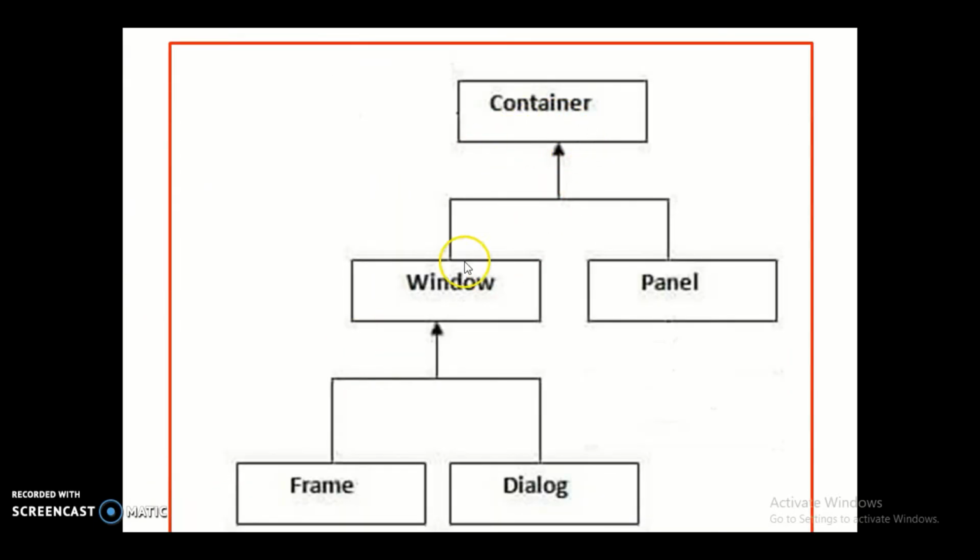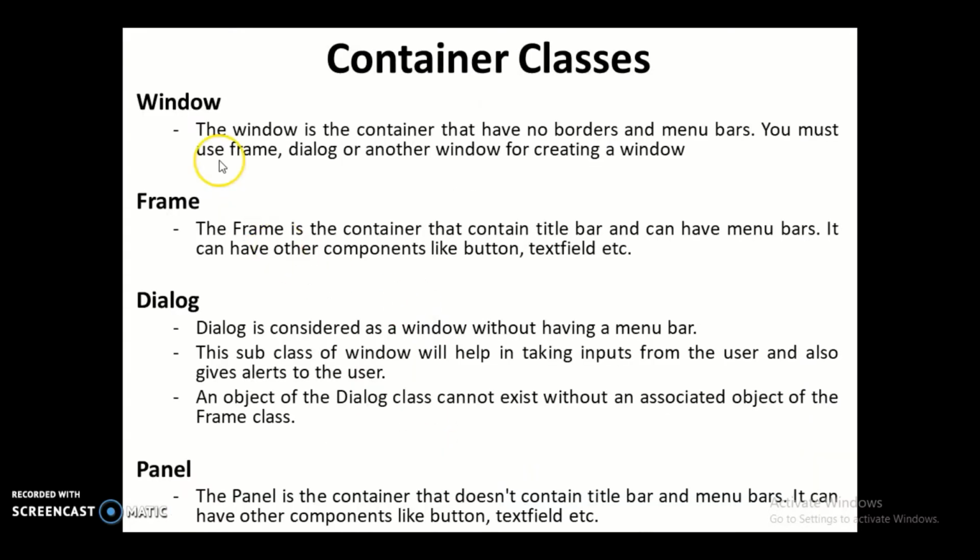The container class has two subclasses called window as well as panel, and the frame and dialog container classes are acting as child classes of the window class. If we look into the actual properties of each container class, the window container doesn't have any borders or menu bars. You have to make use of two other classes called frame and dialog.